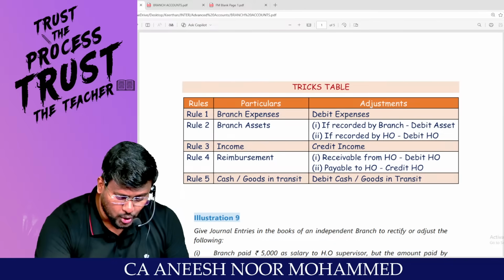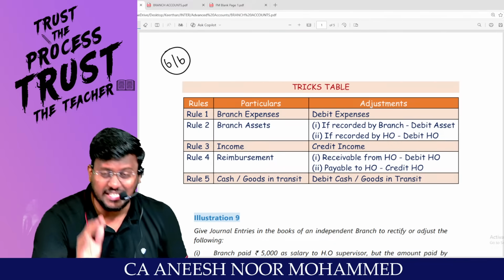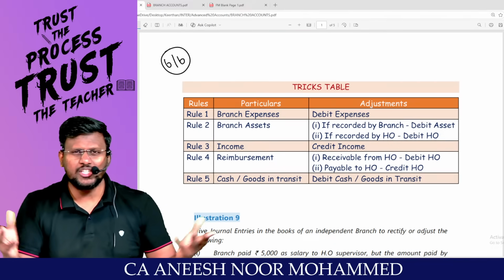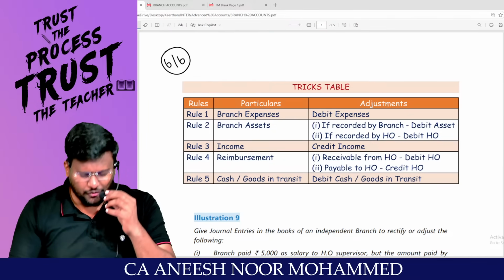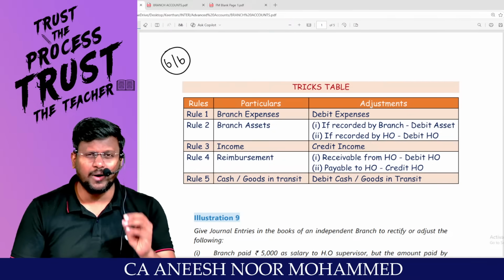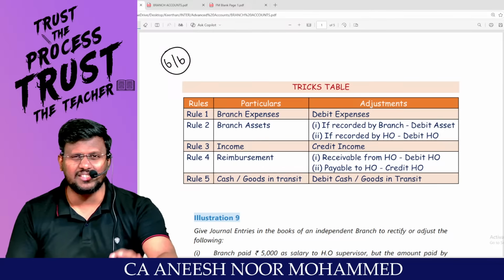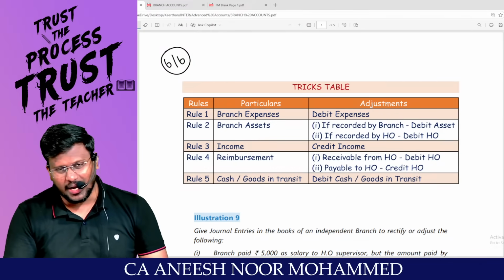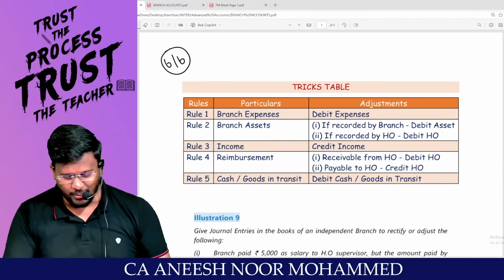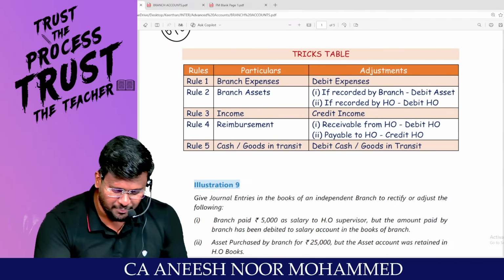There is a huge chance that this will come for 6 marks in the examination, which needs only 15 to 20 minutes of your attention. If you are a little strong in journal entries, this is a very easy area to crack. Otherwise, I will teach you. Why are you worrying? Sir, we have nearly 5 rules.